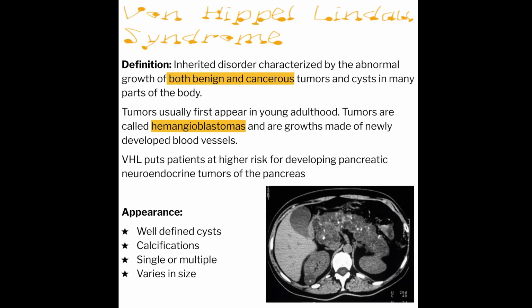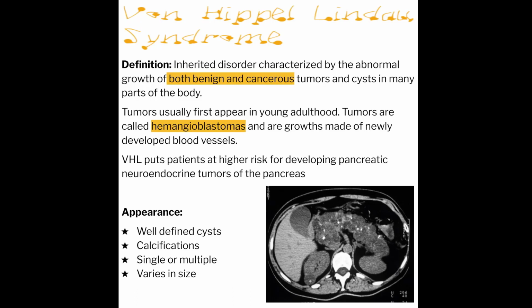But another tumor that can grow on the pancreas that is associated with VHL is something called a neuroendocrine tumor. So not only do we really want to make sure that we're looking for cystic structures on the pancreas, we want to make sure that we're checking out for any solid growth on the pancreas as well.